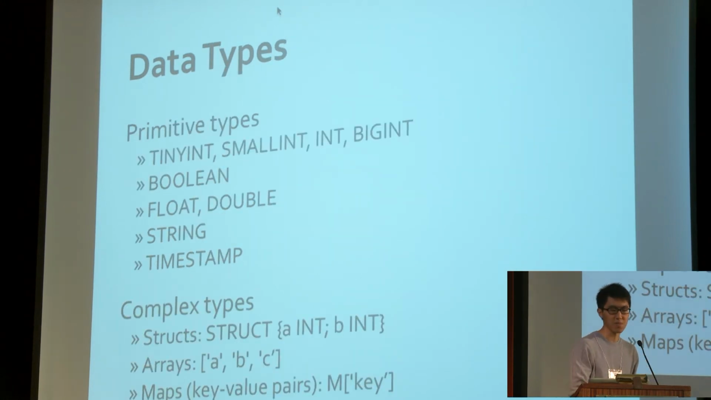In terms of data types, there are primitive types and complex types. The primitive types include what you would typically imagine: strings, ints, floats, and all of those. Complex types include structs, which are basically structures that consist of different primitive types. Then there are arrays, and then there are maps, which are basically key value pairs.